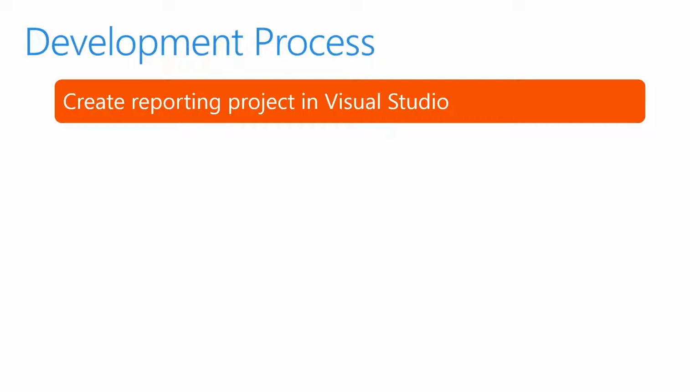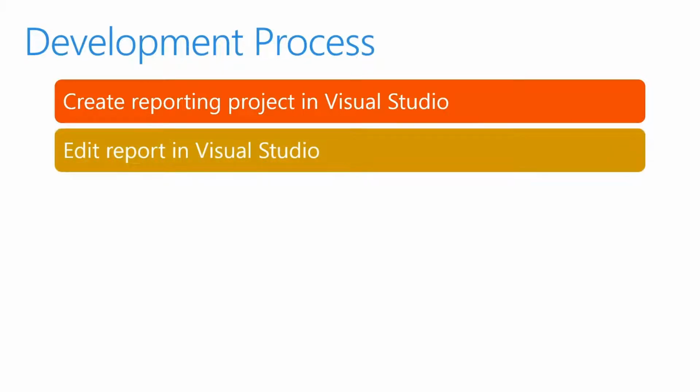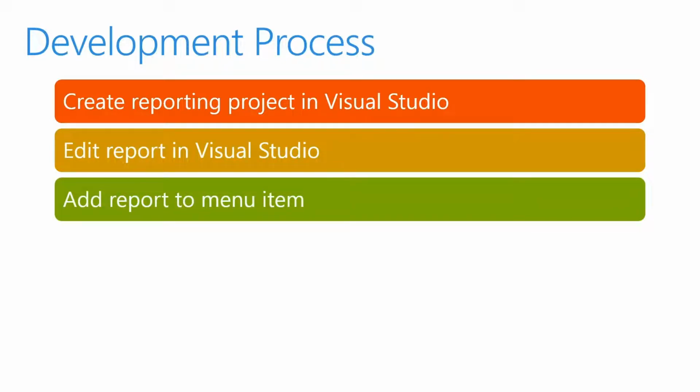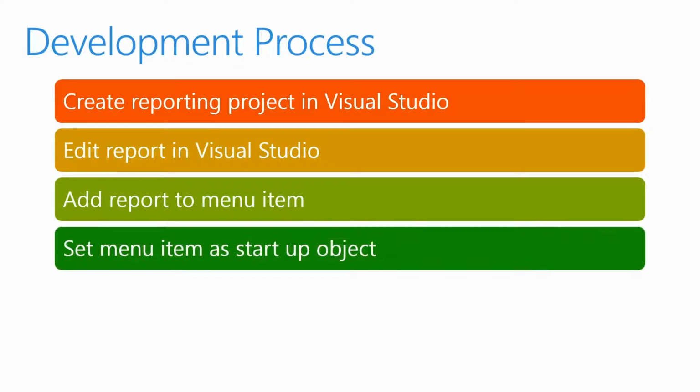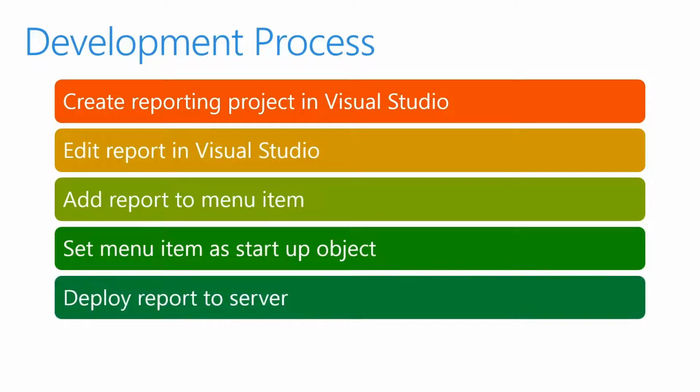First, you'll want to create a reporting project and the query in Visual Studio. Next, you'll edit the report in Visual Studio, and then you'll add the report to a menu item and set the menu item as the startup object. You can use the AOT to deploy the report to the report server, and then you can use Ctrl F5 to verify the report in Dynamics 365 for Finance and Operations.